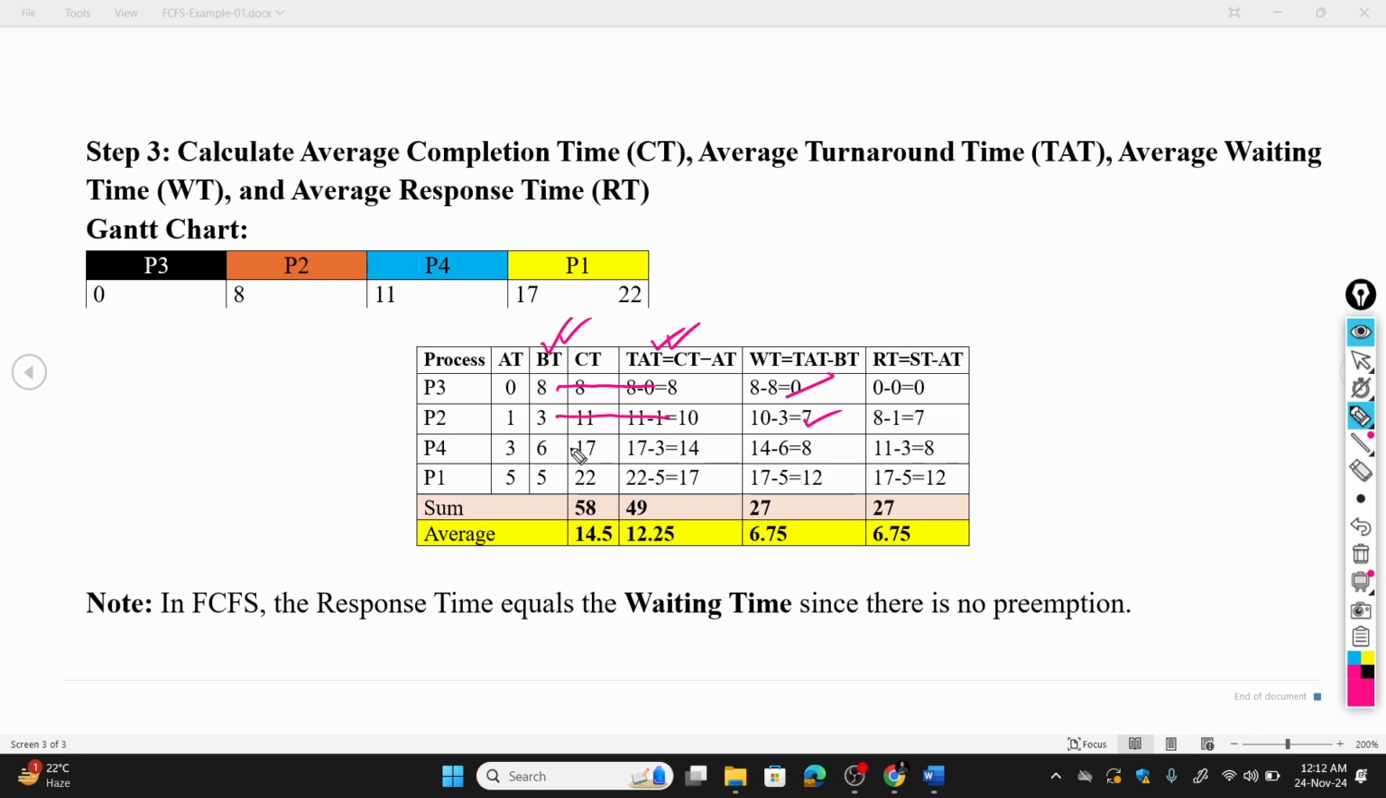Then we have to calculate waiting time of P4. So 14 minus 6 is equal to 8. Then we have to calculate 17 minus 5 is equal to 12. So these are the waiting times for all the processes. Now we have to calculate response time.